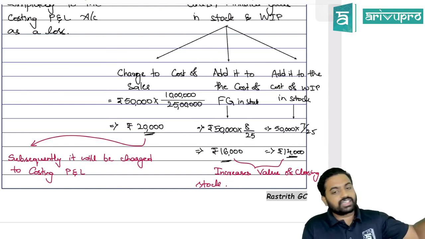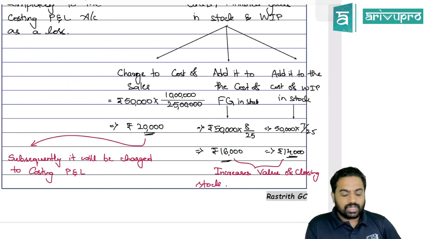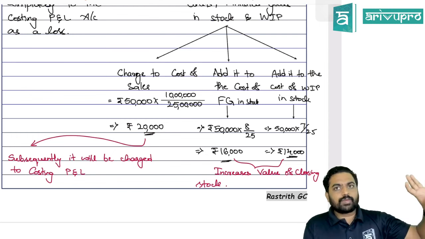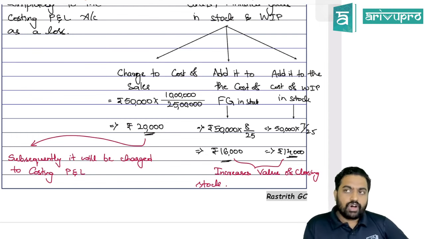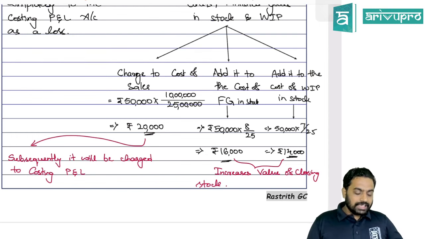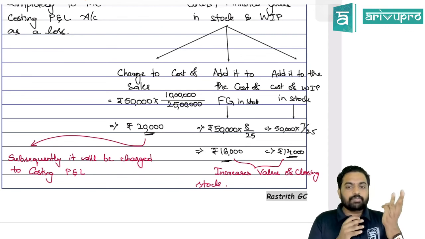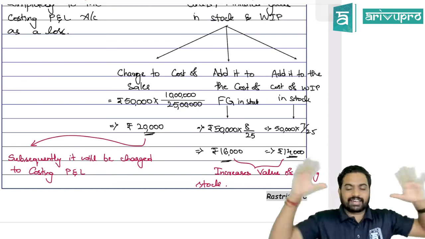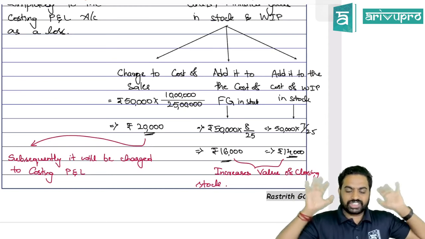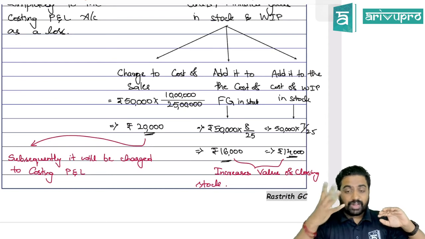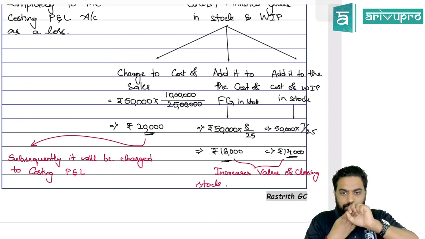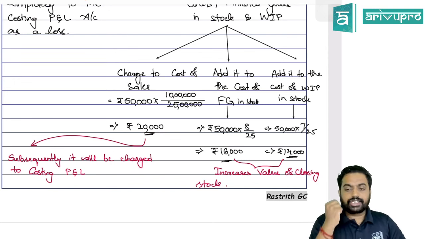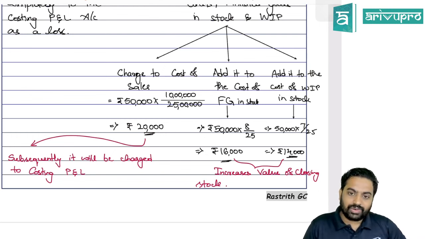Next, there are certain common expenditures which will be relevant for different departments. For example, let's say there are 5 departments in a floor, in a factory or in an organization building: 3 production related departments and 2 service related departments. So what are we going to do, sir?